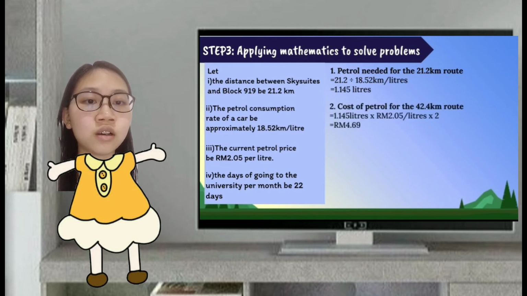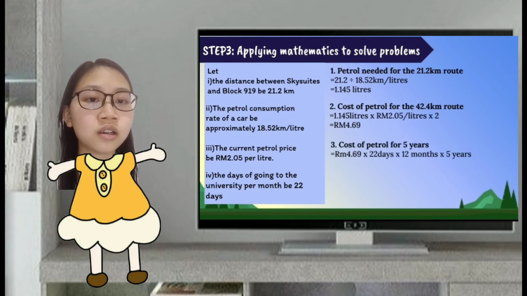To calculate the cost of petrol for the 42.4 km route, we have to multiply 1.145 liters by 2.05 ringgit per liter and by 2. The answer will be 4 ringgit and 69 cents. To calculate the cost of petrol for 5 years, we have to multiply 4 ringgit 69 cents by 22 days, 12 months and 5 years.